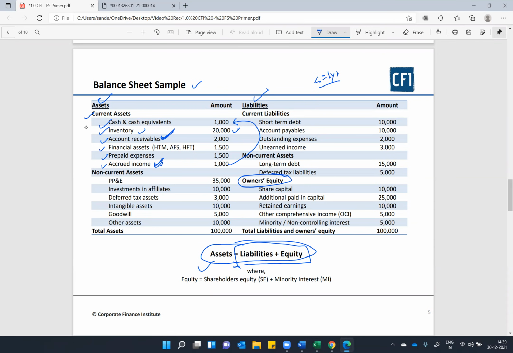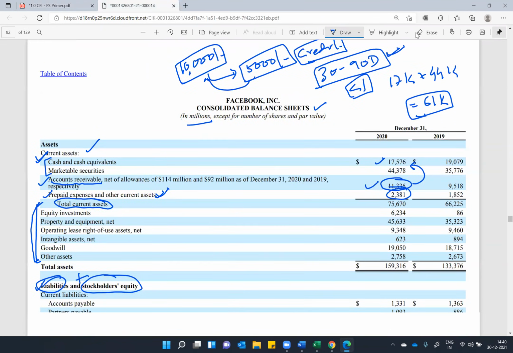The last one is financial assets. So any investment that you have done in equity and debt instruments, which are short term in nature and also has a maturity of less than or equal to 1 year, you can call it financial assets, or just write it as investments, right? So that will be under current assets if it has a maturity of less than or equal to 1 year.